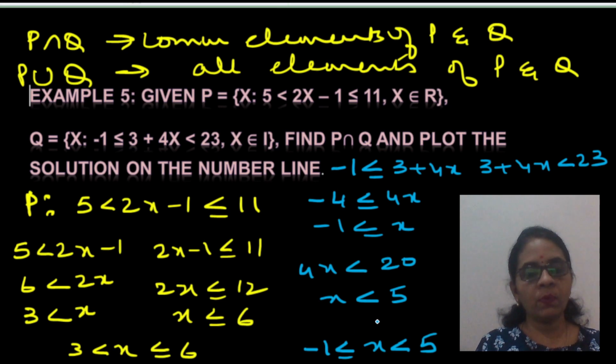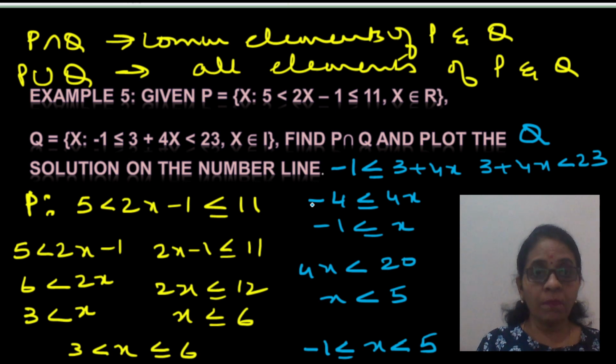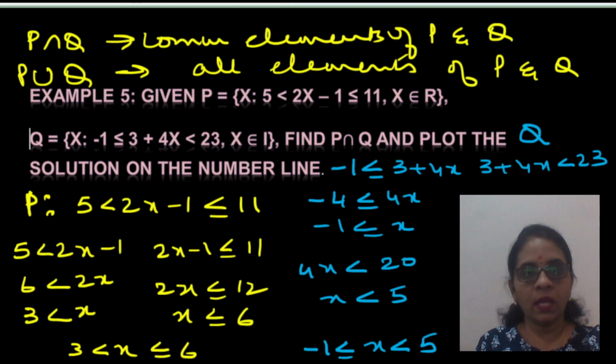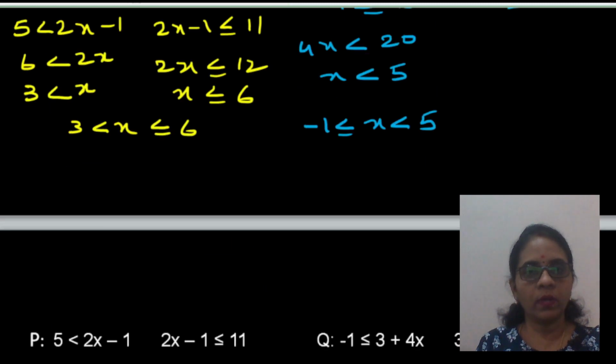Minus 1 less than or equal to x is for set Q, and the other is for set P. So you have these two different sets P and Q. P belongs to real numbers, Q belongs to integers. And what will be the intersection? Children, the intersection between real numbers and integers will be only an integer. So let's see the solution and how we find this P intersection Q.